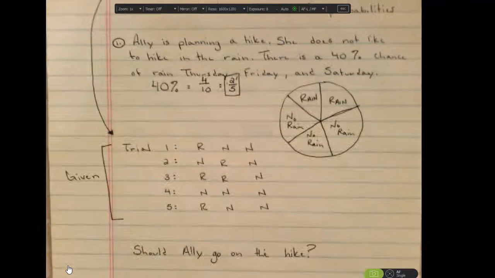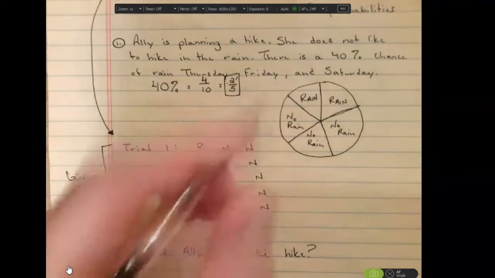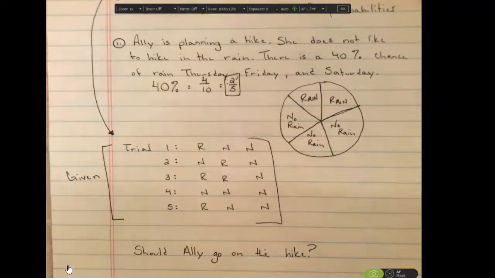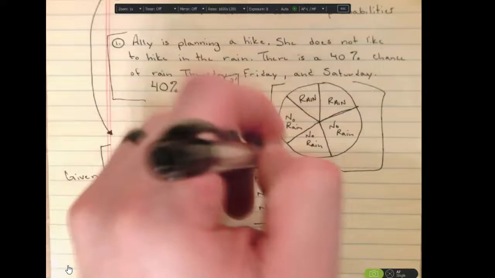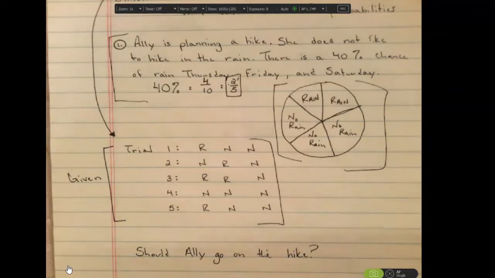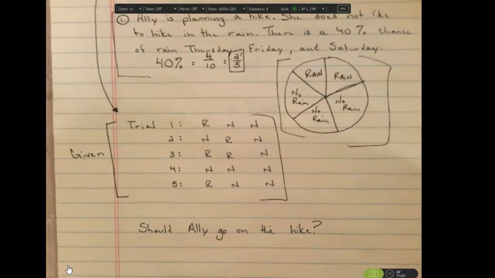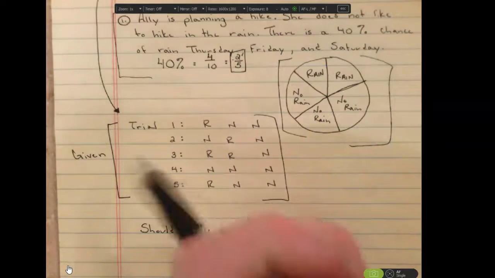Again, I don't want you to panic on these because this information is going to be given on every one of your problems. You're going to be given the original problem, you're going to be given what the spinner looks like, and you're also going to be given the trials that were done, okay? This lesson focuses on looking at these situations and the data and saying, okay, what can I tell from the data? So should Allie go hiking based on the probability that she found?